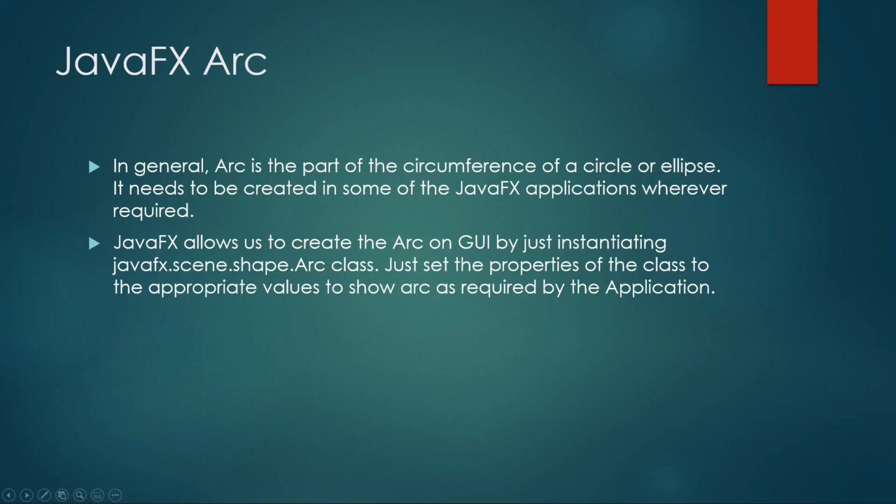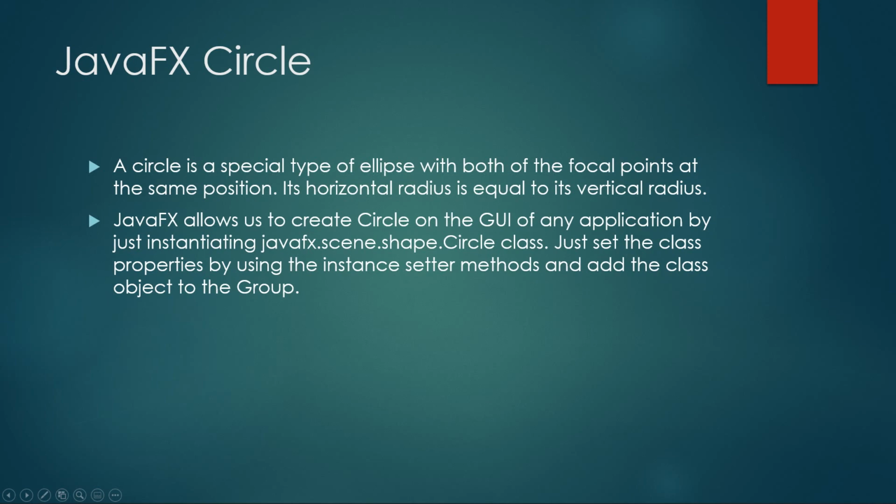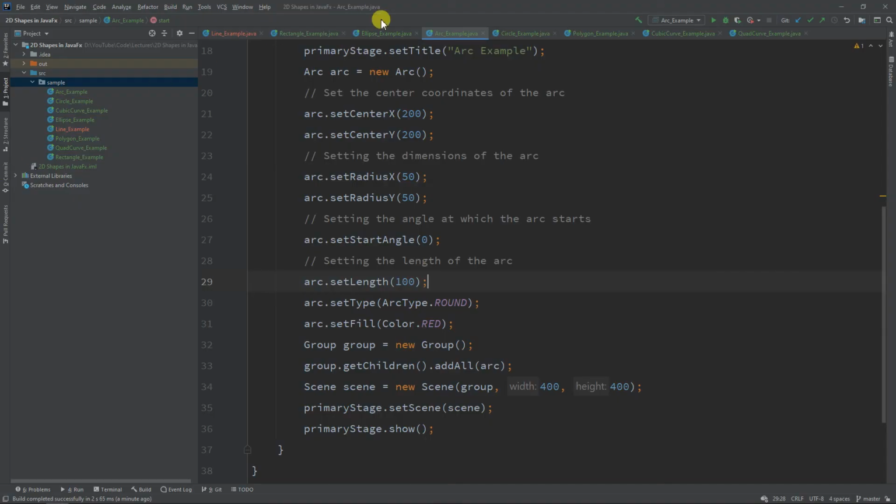Moving on, the JavaFX circle. A circle is a special type of ellipse with both of the focal points at the same position. Its horizontal radius is equal to the vertical radius. JavaFX allows us to create a circle on the GUI of any application by just instantiating the javafx.scene.shape.Circle class. Just set the class properties by using the instance setter methods and add the class object to the group. So let's look at the circle example.